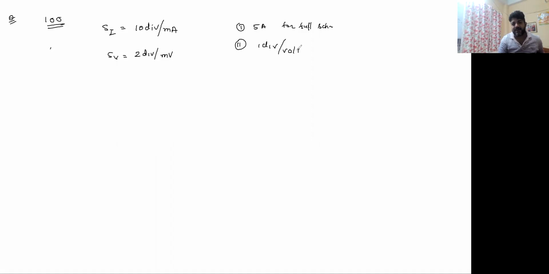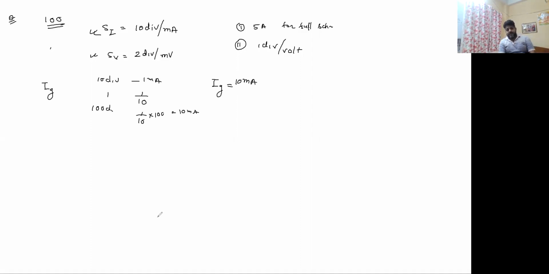And the second one, this question was also asked in IIT: 1 division per volt, what adoption is to be done? First, from the current sensitivity and voltage sensitivity we also get the reverse. 10 divisions for 1 milliampere, so 1 division is 1/10, and 100 divisions is 1/10 into 100, that means 10 milliampere. So the current due to the galvanometer is 10 milliampere. Yes, sir. Similarly, 2 divisions for 1 millivolt, 1 division 1/2 millivolt, 100 divisions 1/2 into 100, that is 50 millivolt.